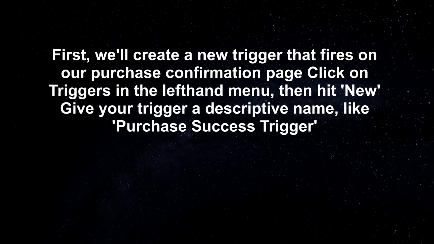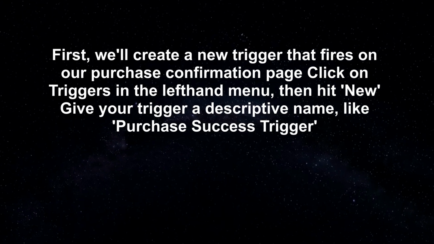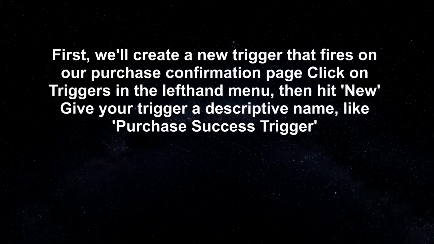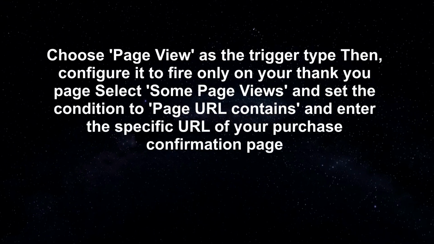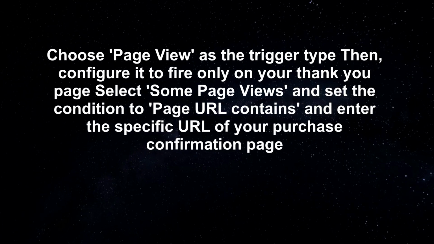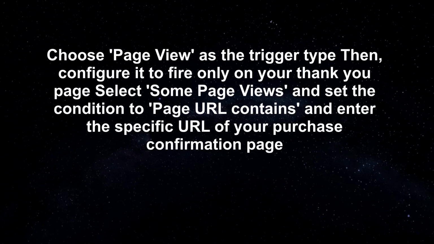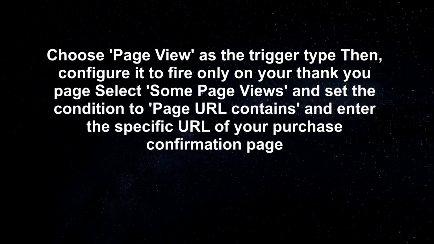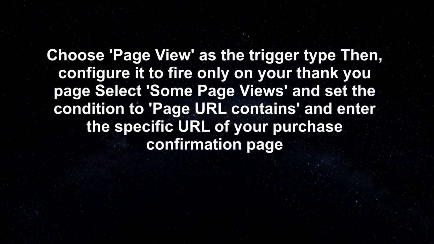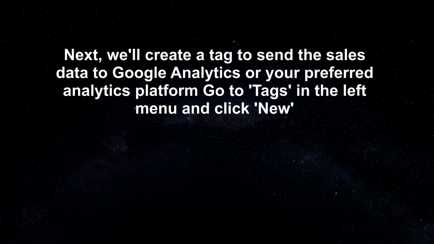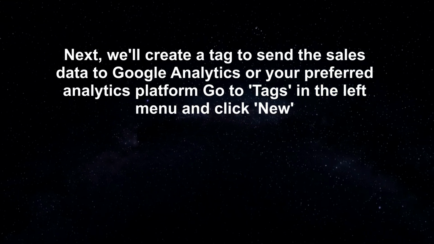Click on Triggers in the left-hand menu. Then hit New. Give your trigger a descriptive name, like Purchase Success Trigger. Choose Page View as the trigger type, then configure it to fire only on your thank you page. Select some page views and set the condition to page URL contains and enter the specific URL of your purchase confirmation page. Next, we'll create a tag to send the sales data to Google Analytics or your preferred analytics platform.